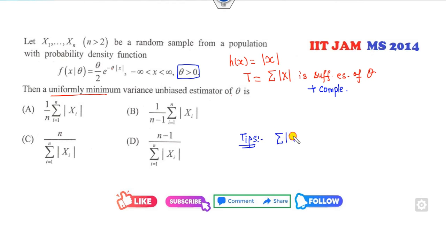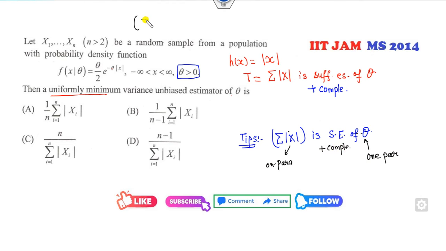So what I proved is that this is the sufficient estimator of theta. Now you can see, how many parameters is this? Only one parameter. How many parameters here? Only one parameter. So if there are the same number of parameters, then it is definitely complete.